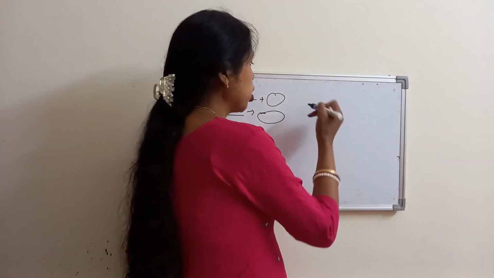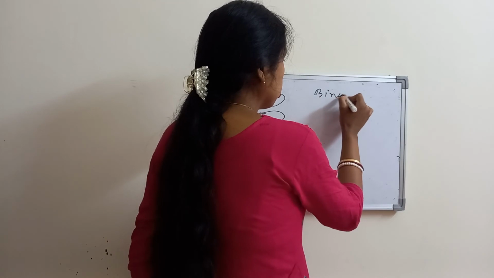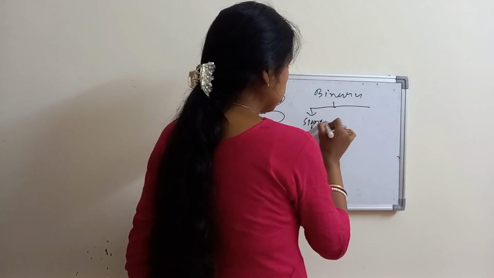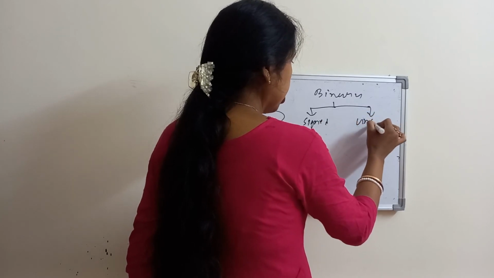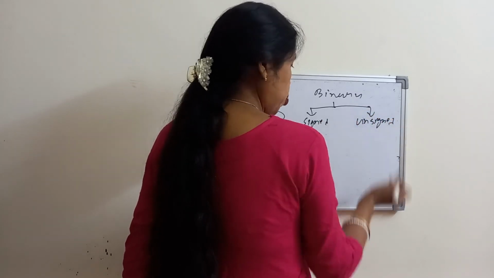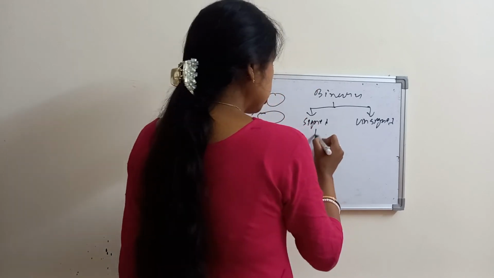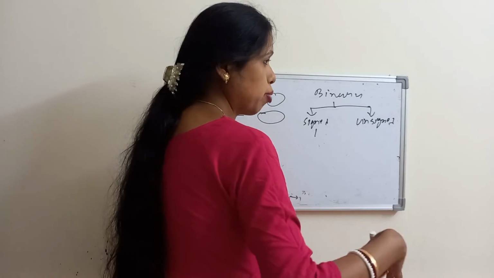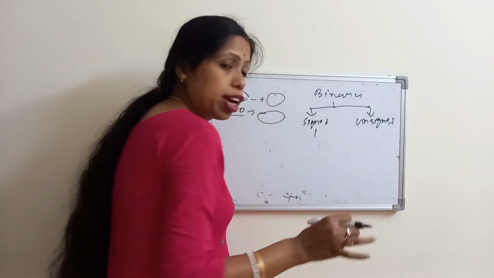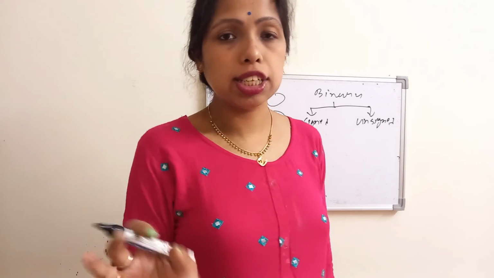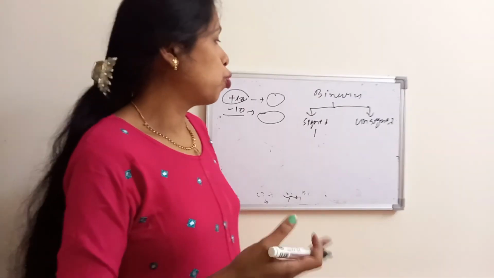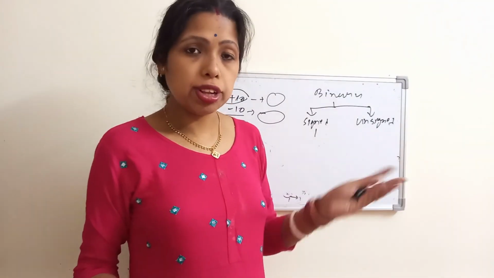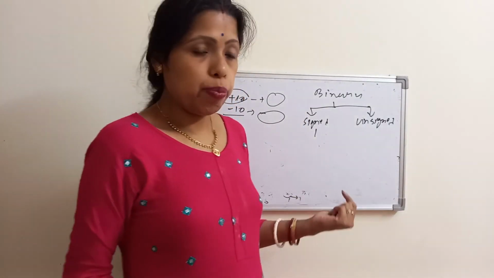So, in case of binary, two kinds of numbers are there. One is the signed number and the other is the unsigned number. In case of the unsigned number, there is no significance of plus and minus. You are not putting any positive or negative sign. That is the unsigned number. If there is a concept of positive number and negative number, these numbers are related to signed numbers.